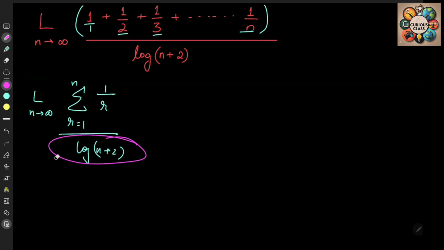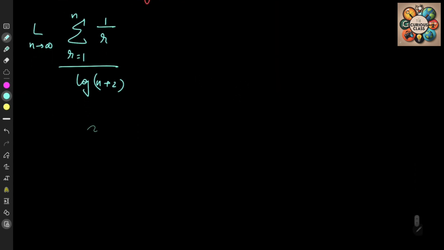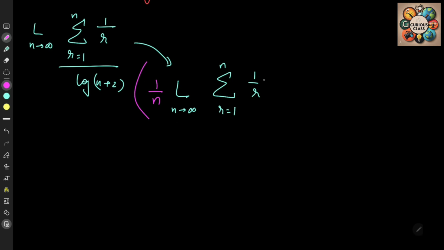But in the latter part of the question, we're going to solve this numerator part only. So let's just take the numerator part because that's where the complication lies. We need to deal with the numerator part first. So the numerator is limit n tending to infinity, r from 1 to n and 1 by r. So what do we do? Well, let's just multiply and divide the whole thing by n.